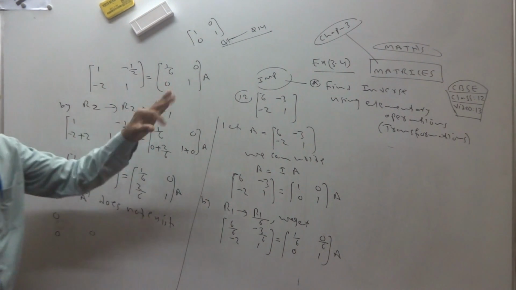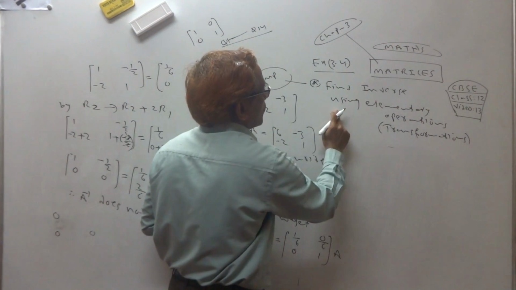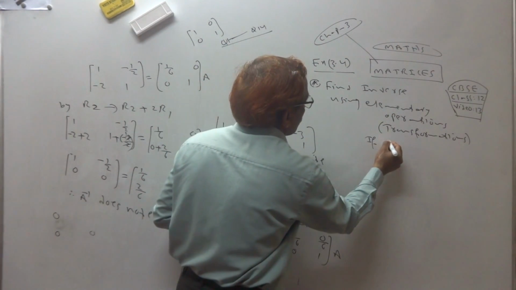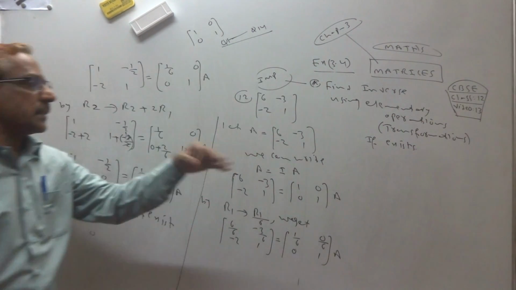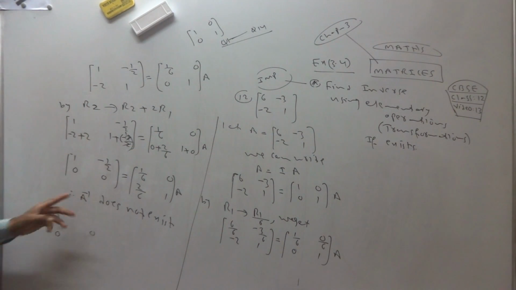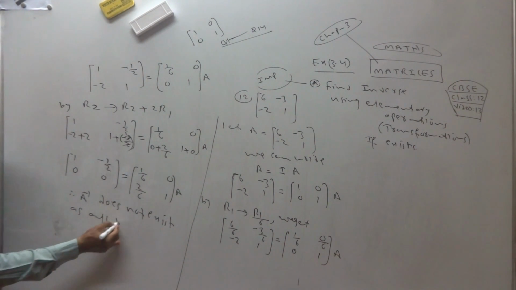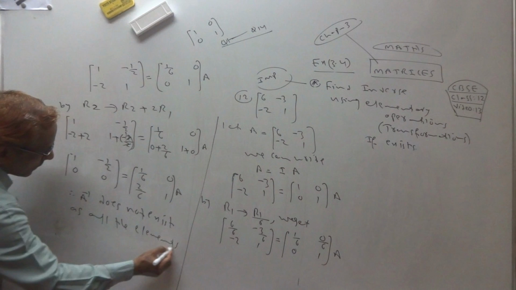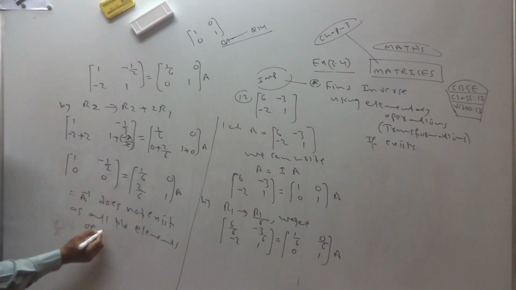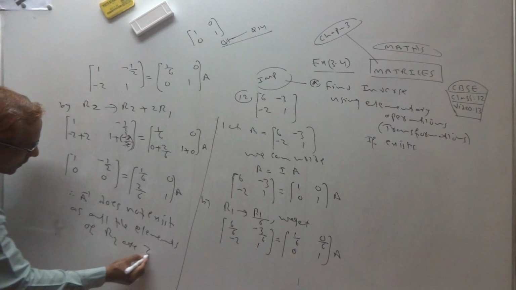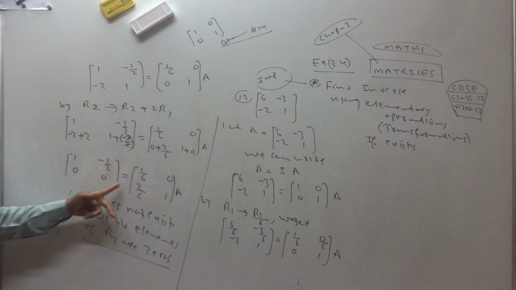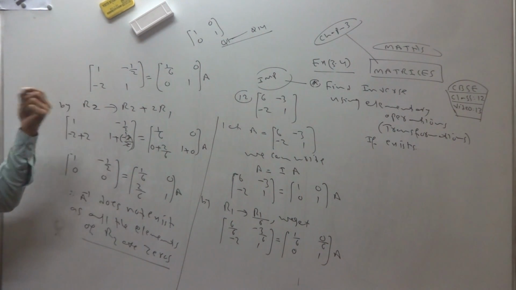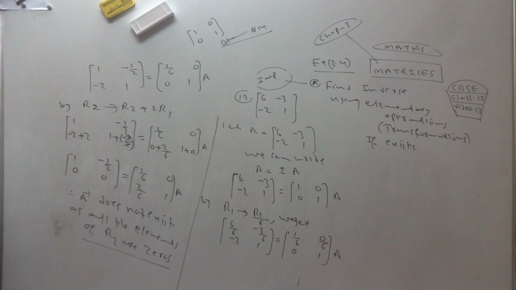That's why sometimes you see in the question heading: find inverse using elementary operations, if exists. Yes, if it exists then only you have to find it. So here A inverse does not exist. Reason? All the elements of row 2, R2, are zeros. So that's why its inverse is not possible. Okay, so sometimes you will not get the inverse also, keep in mind.